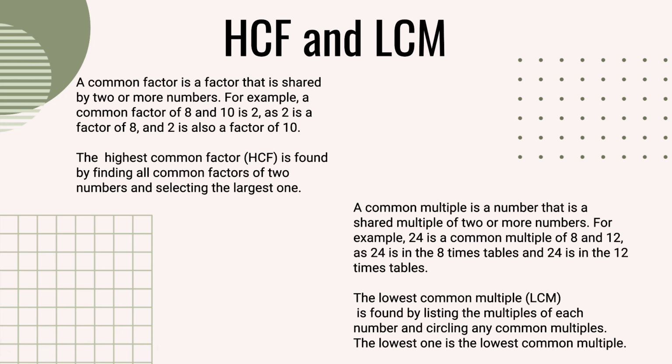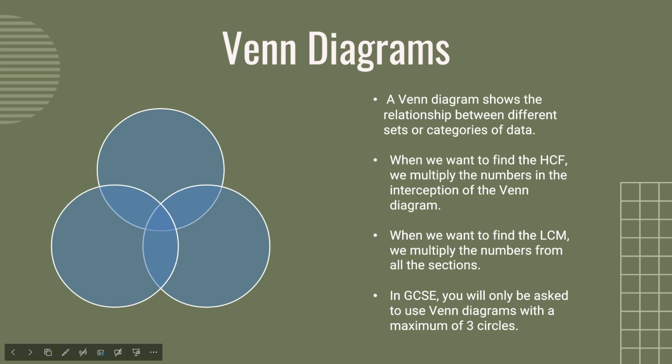The lowest one is the lowest common multiple. A way to work out your highest common factors and lowest common multiples in exams is to use Venn diagrams. A Venn diagram shows a relationship between different sets or categories of data. When we want to find the highest common factor, we multiply the numbers in the intersection of the Venn diagram, the middle of the circle here. When we want to find the lowest common multiple, we multiply all the numbers from all sections.